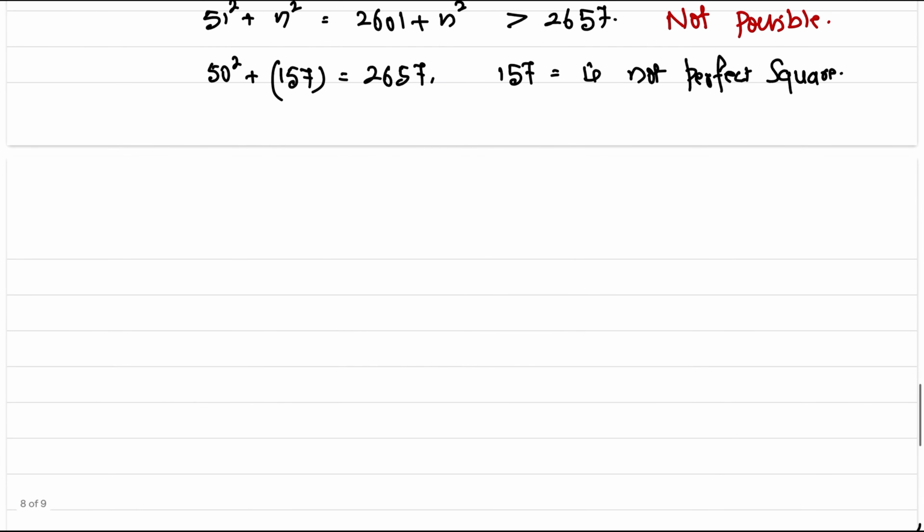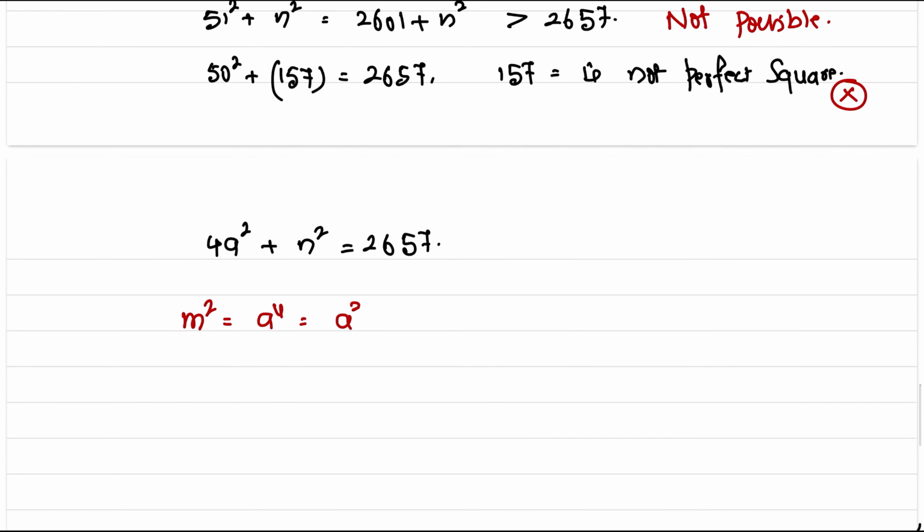That implies this is also not possible. Next, let us go for 49 square plus some n square is equal to 2657. Here you see another shortcut I will tell you. Another method. m square is equal to a to the power of 4.